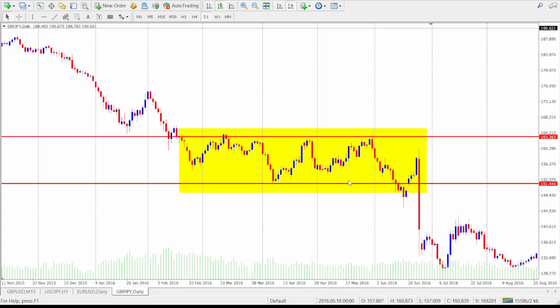Then the third step is to enter the trade. Here is where patience pays off. Instead of entering as soon as price touches support or resistance, you wait for confirmation. For a buy setup at support, you look for bullish reversal patterns. For a short setup at resistance, watch for bearish rejection candles.